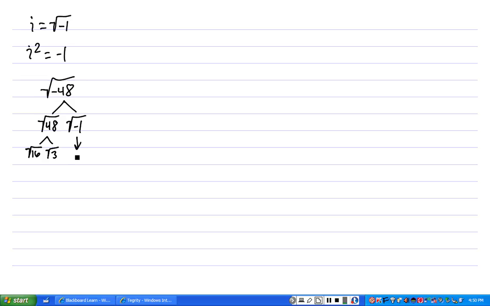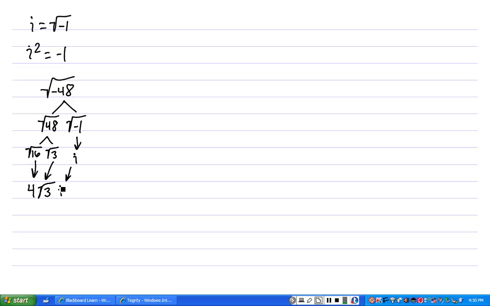the square root of a -1 is just i. So now we know the square root of 16 is 4. The square root of 3 doesn't give us an integer answer, so we leave it under the radical. And then we have our i that we put on the end. Okay.